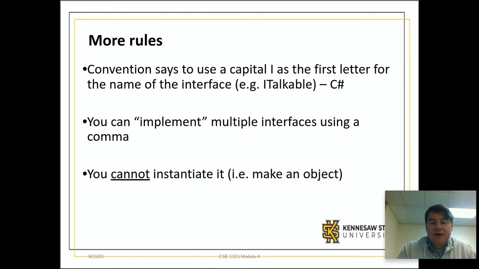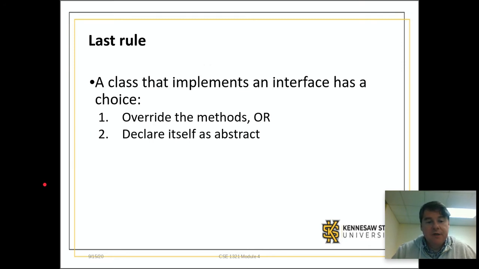There's a convention that when you make an interface, you generally call it I followed by whatever it is. You generally put the letter I at the beginning of the name. So if your interface deals with talking, then maybe it would be ITalkable. If it's about phones, it would be IPhone, yes. All right, you can implement multiple interfaces, and you do that with a comma. We're going to see that, and you absolutely cannot instantiate interfaces.